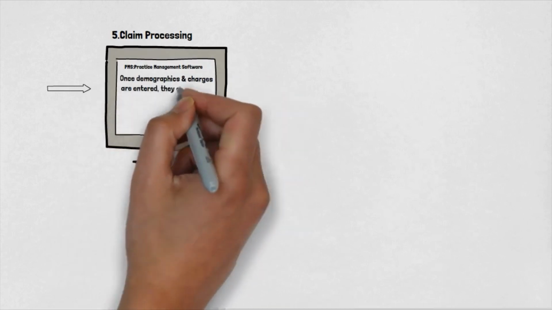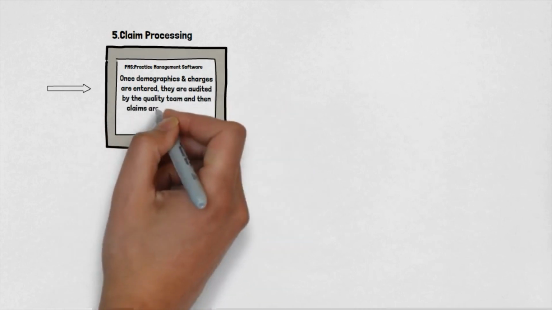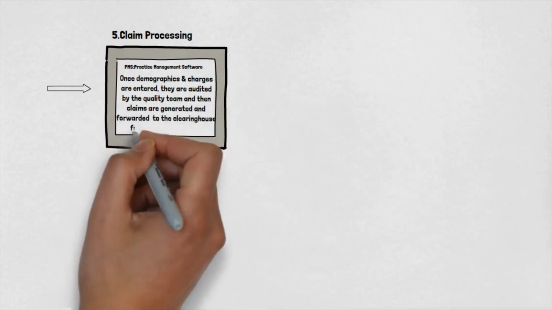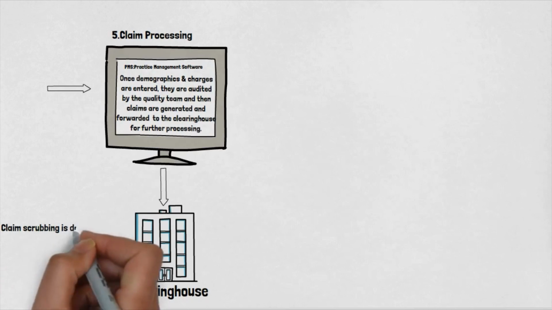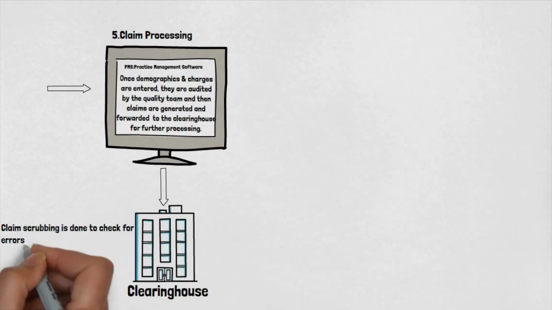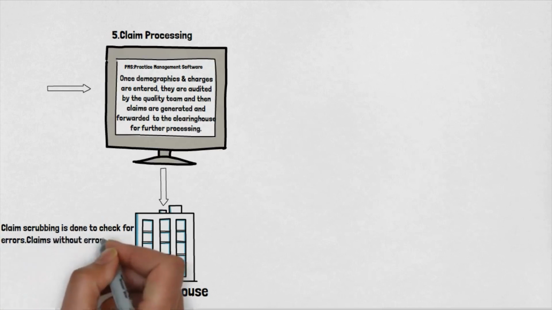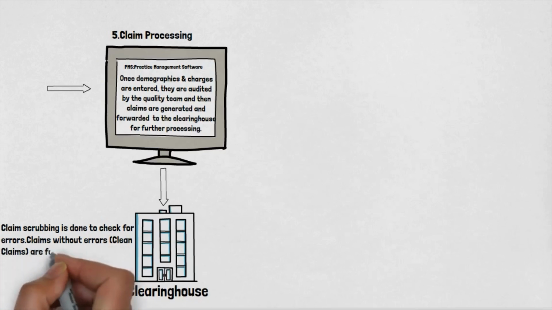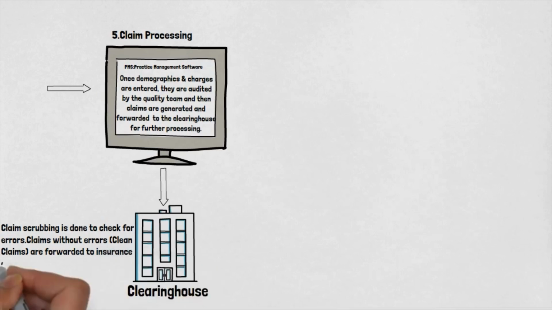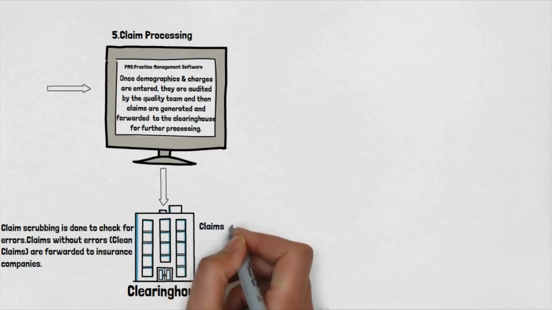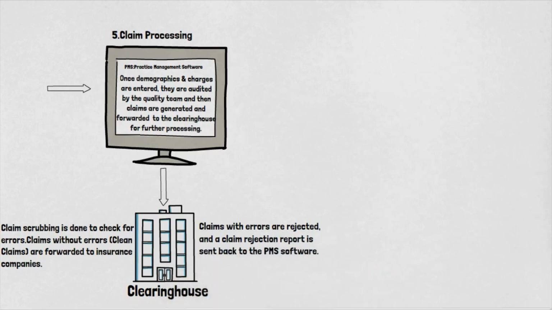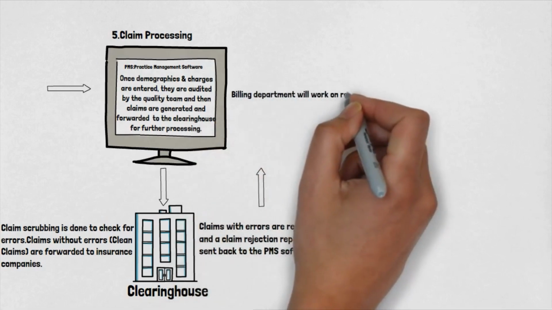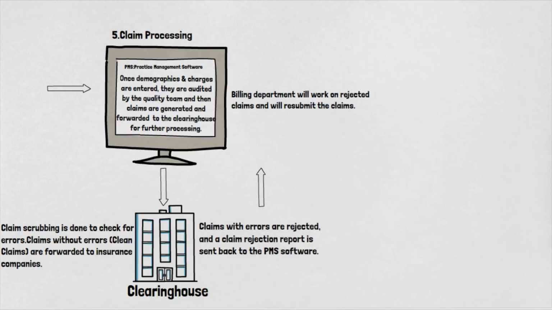Once the demographics and charges are entered into the practice management software, they are audited by the quality team, and then claims are generated and forwarded to the clearinghouse for further processing. Claims once received by the clearinghouse are checked for errors, and this process is known as claim scrubbing. And claims without errors, also known as clean claims, are forwarded to the insurance companies. Claims with errors are rejected, and a claim rejection report is sent back to the practice management software. Now, the billing team is going to work on these rejections, and they are going to resubmit the claims.